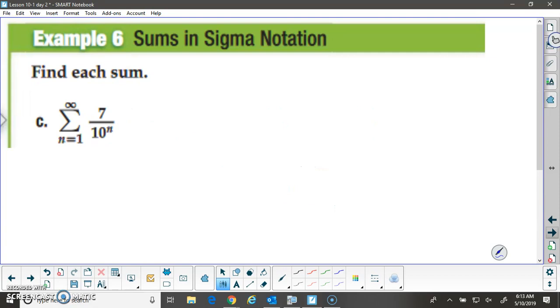One more example. Now this one, you can see that it starts with an index of 1, and it goes to infinity. So that means it's never going to stop. We'll start off by putting 1 in for n. That gives us 7/10, and I'm going to write that as a decimal. Now if we put in 2, we get 7/100, which is 0.07. And if we put in 3 for n, we get 7/1000. This is going to go on forever. So obviously you can tell that if you add up all these terms, even though it goes on forever, you're going to get 0.7 repeating.